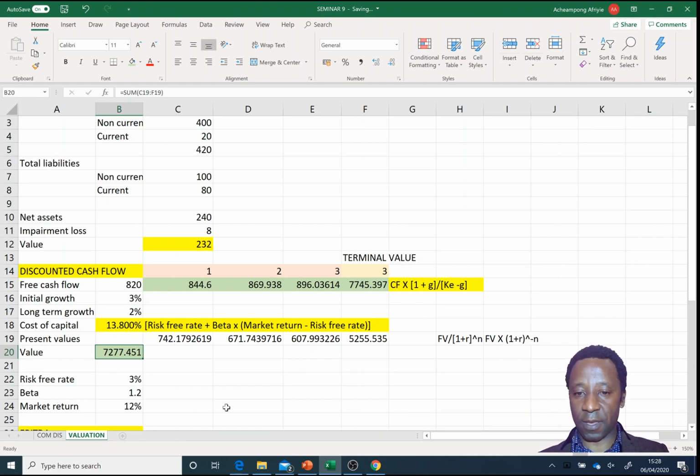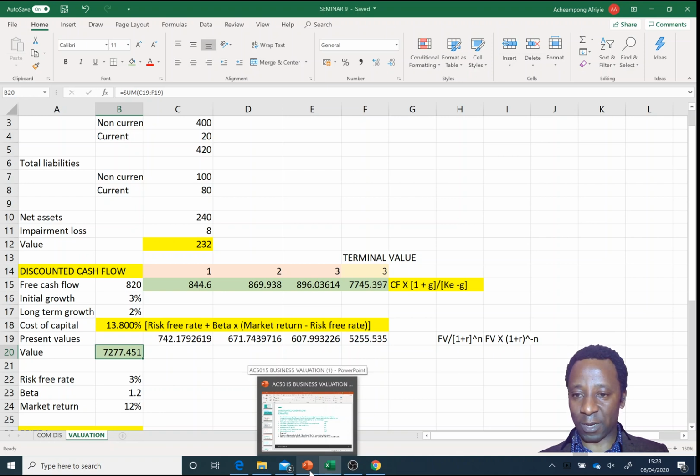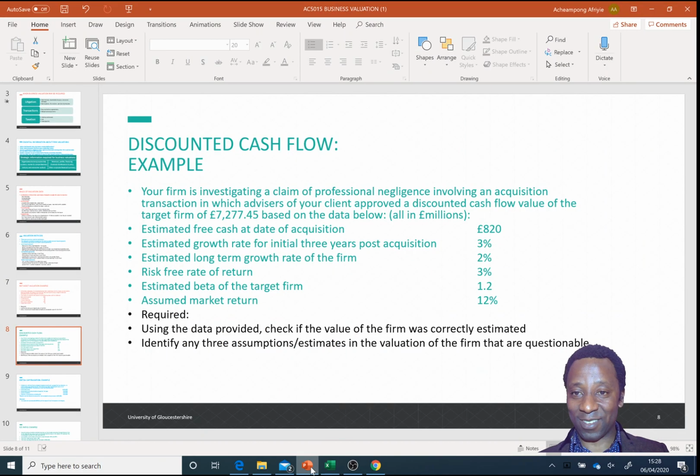So let's just check to see if the analyst who did the original work did a good job. Did they? You can see the figure. Yeah, it adds up. So if these inputs are right, then they've applied the technique correctly, right? But then we go on: identify any 3 assumptions or estimates in the valuation of the firm that are questionable. So if you were involved in this dispute resolution, what are some of the figures that you would question? Right? You would need a bit more clarification to really accept the figures that have come out.